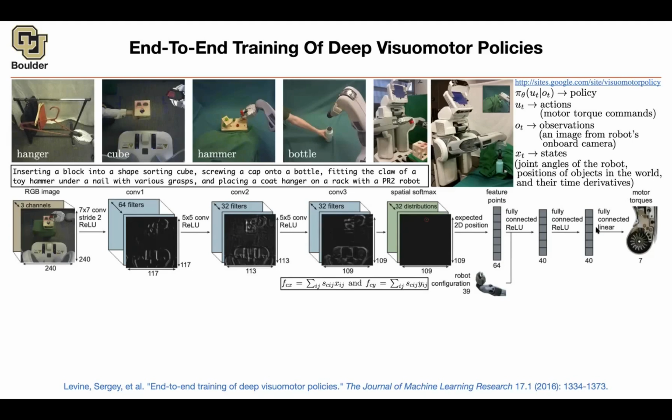You push them through a couple of fully connected layers, and then in the end, you get 7 outputs. And these are the motor torques of what you want to do. So that's your policy. The question is, how on earth are you going to train that while being data efficient?